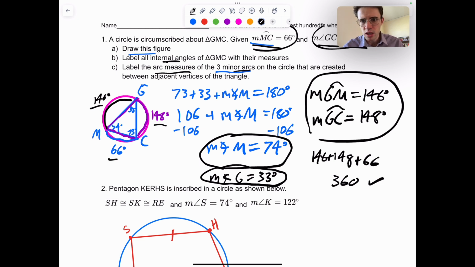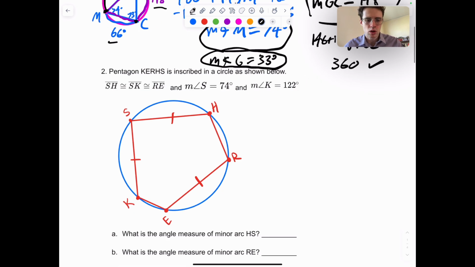All of them are less than 180 of the circle that are created between adjacent vertices. So between G and M, between M and C, between C and G. We have all 3 of those. All right, on to the next one.